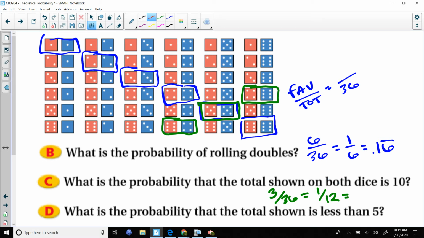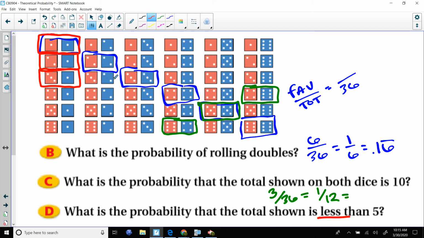But this last one says, what's the probability that the total shown is less than 5? So now what we have to do is find all the dice that add up to a number less than 5. Well, 1 and 1 is only 2, so that works. 2 and 1 is 3, so that works. 3 plus 1 is 4, but then 4 plus 1 is 5, and we want the numbers that are less than 5. So that wouldn't count. So we have 3 here.